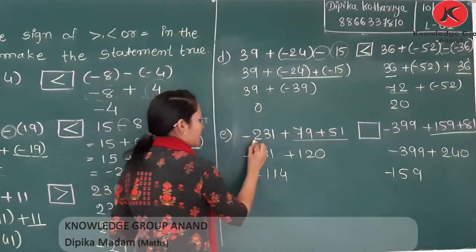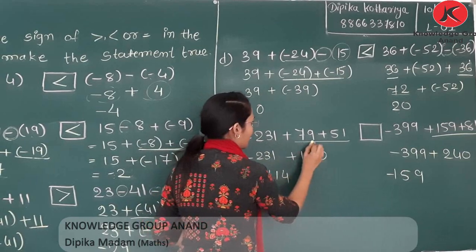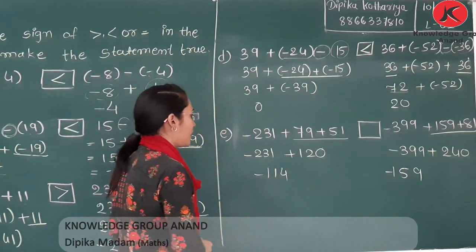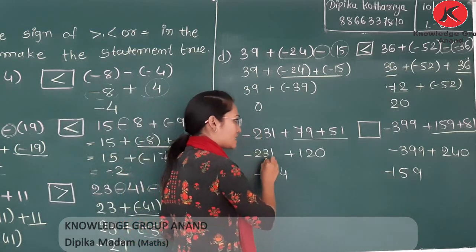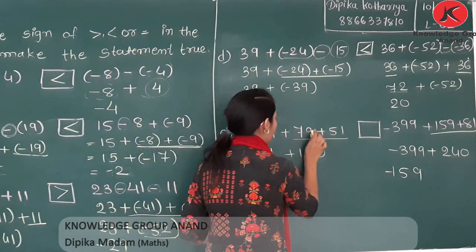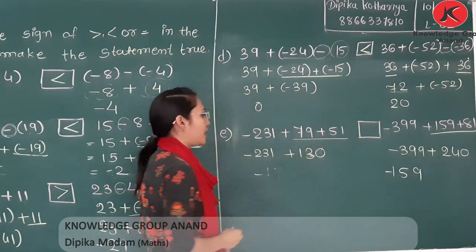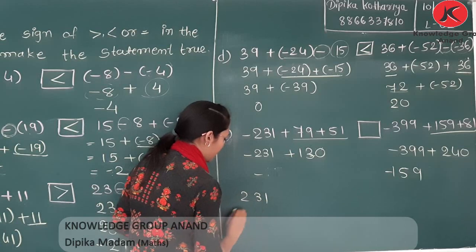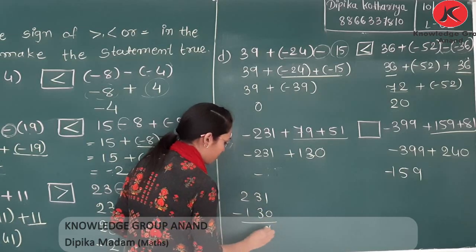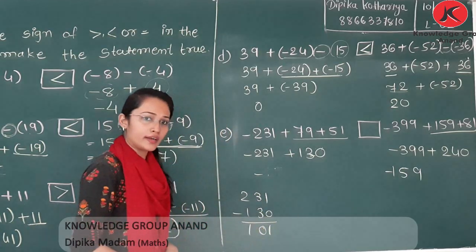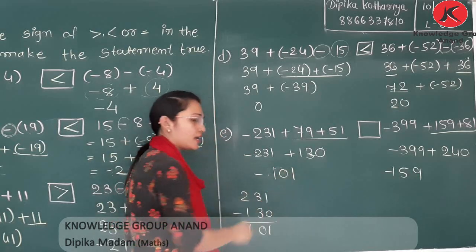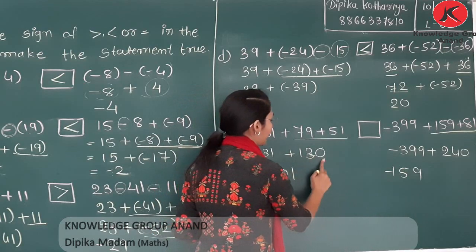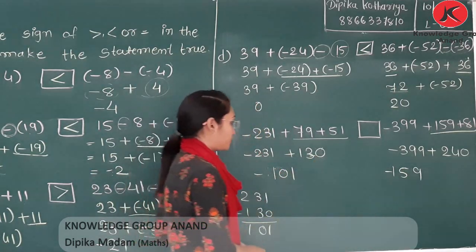Fifth part, minus 231 plus 79 plus 51. Now addition of numbers. 231 as it is, 79 plus 51 is 130. Now again subtraction of numbers. 231 minus 130, you can perform, that is 101. Why is it 101? Because 231 is negative and 130 is positive.